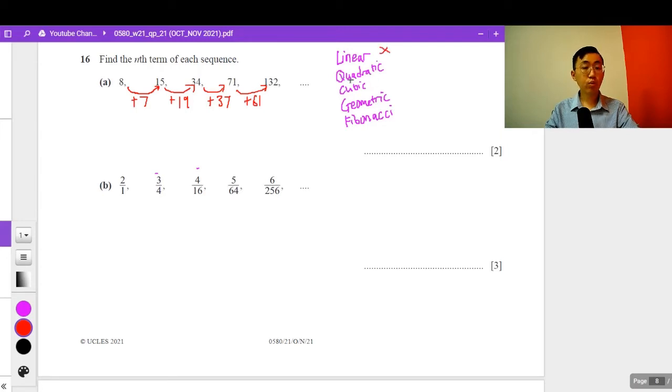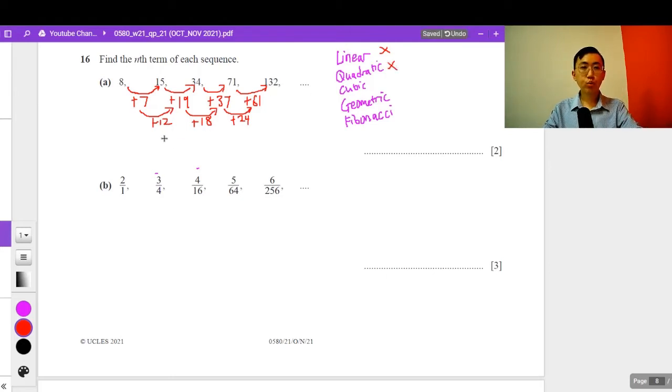Alright, now we're going to check one more time using these values. 7 to 19, that will be plus 12. 19 to 37, that will be plus 18. 37 to 61 will be plus 24. Okay, so again, teacher checks, I don't see any plus 12, plus 12, plus 12. There is no consistency. It's not the same pattern of increment. So again, it's not quadratic. Let's check one more round.